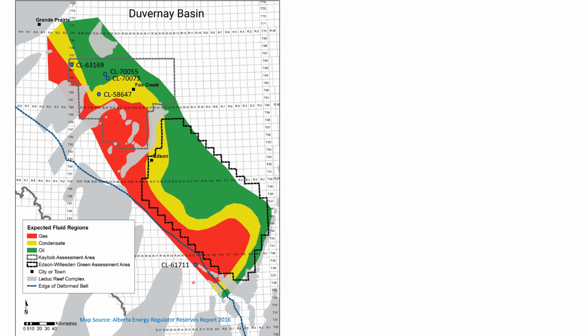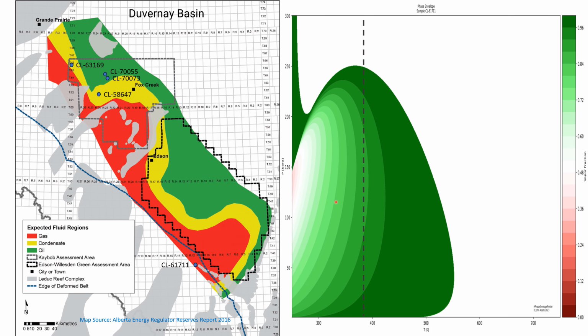So let's start by going through these envelopes. We'll explore them from lighter to heavier, basically. So we'll go from this one, this, and this. So yes, the 61711 is a lean gas condensate, right? My dashed line here represents the reservoir temperature. And then we have dew points all the way, right?